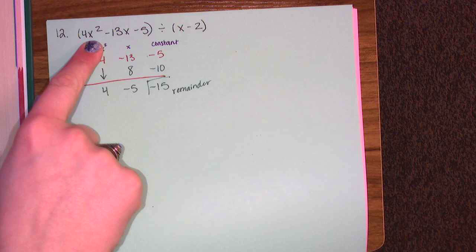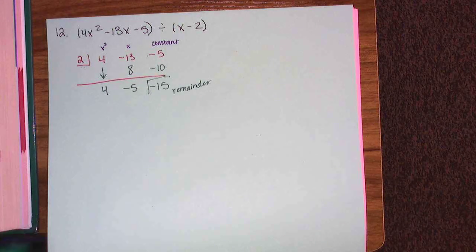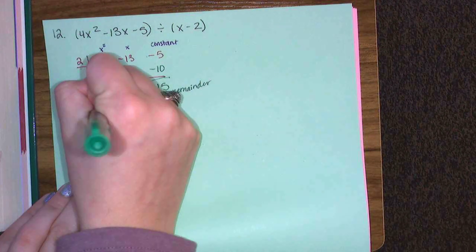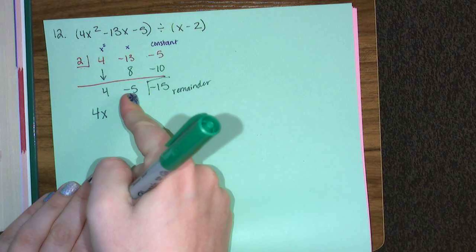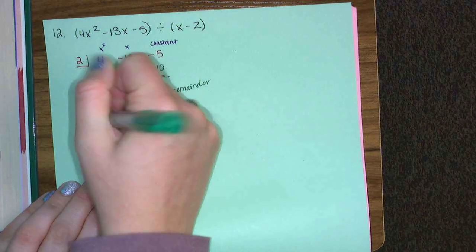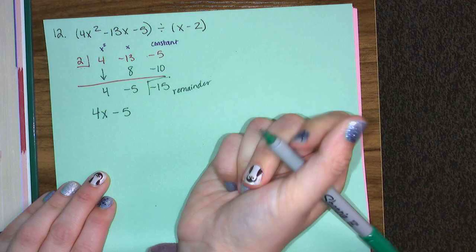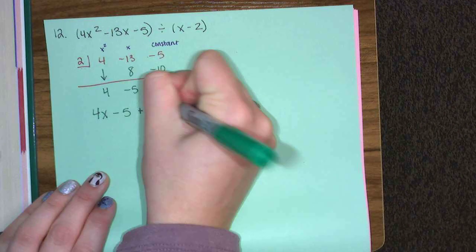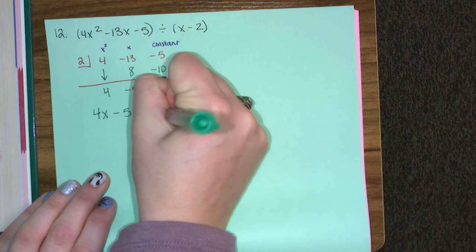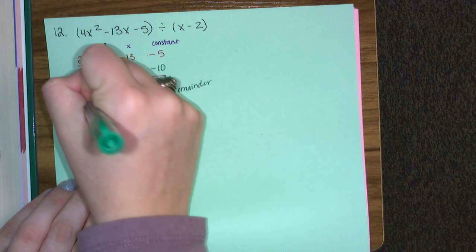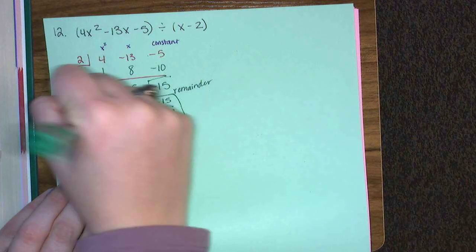So this was a squared term, so now this is just an x term, so it's going to be 4x. This was an x term, so it goes down one, so now it's just a constant, so minus 5, and then plus negative 15 over x minus 2. And that would be your answer.